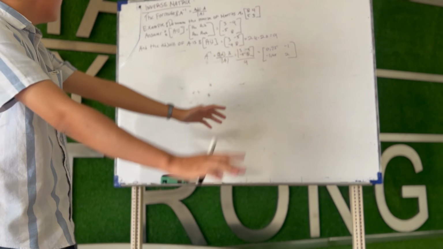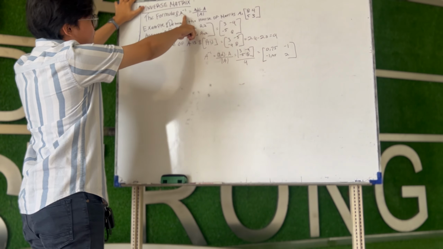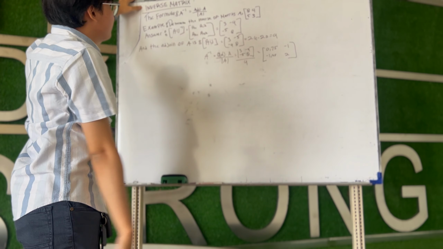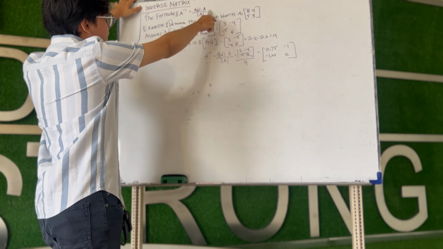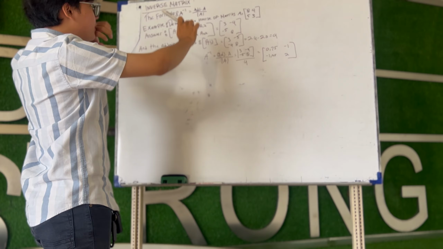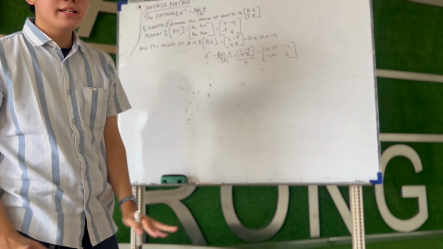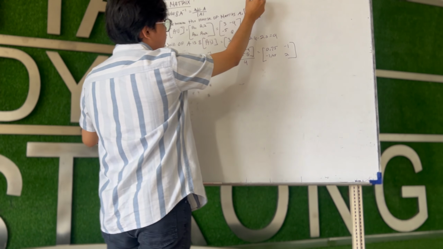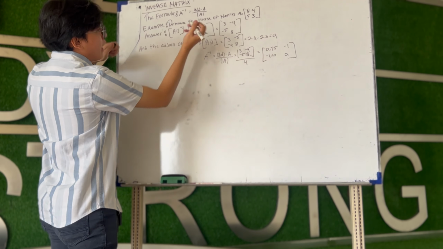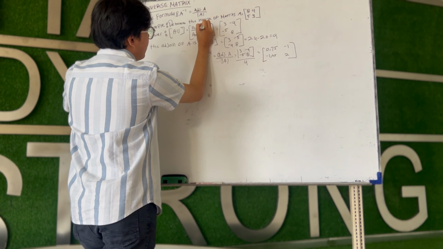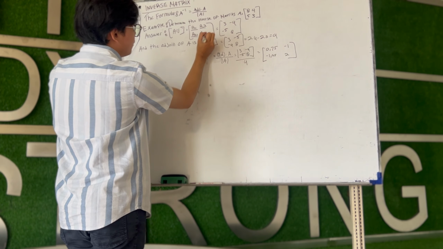Okay, so the next is about the inverse matrix. The formula is A power minus 1 equals adjoint A per determinant A. Example, find the inverse of matrix A, which is 8, 4, 5 and 3. The answer: adjoint A11 and A12 and A21 and A22.